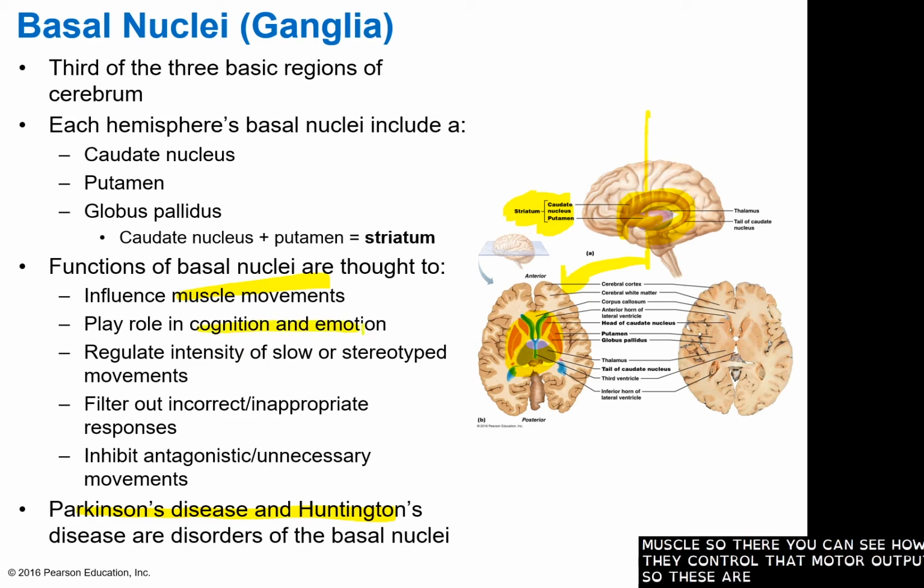These also play a role in cognition and emotion, and they're also regulating intensity, slow and stereotyped movements, and filtering out incorrect and inappropriate responses too. So they're helping you decide what to say in certain situations, and then also inhibit movement you shouldn't be doing. Parkinson's is also related to dopamine, and so we might talk about that a little bit more in class then.